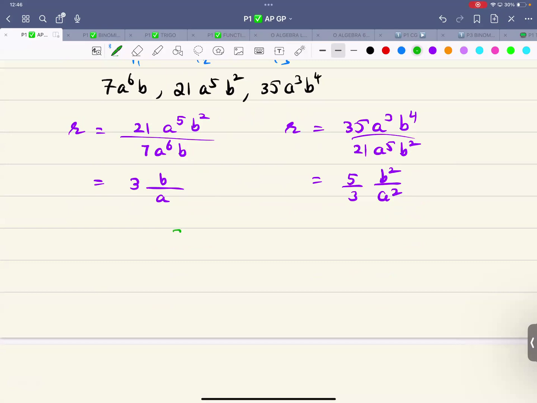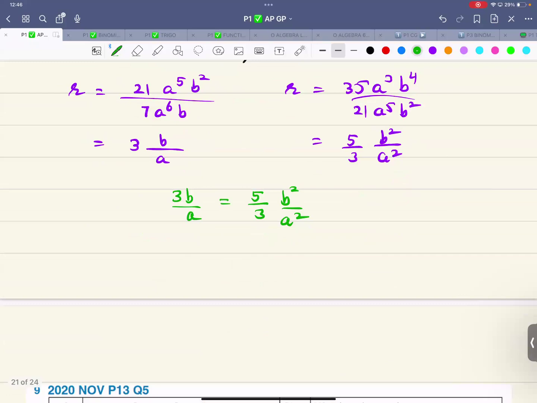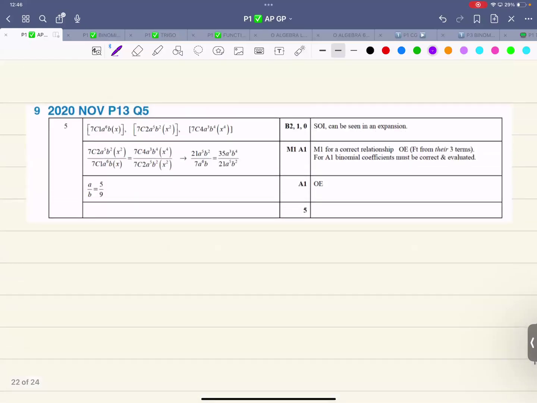Now they both are common ratio. So now equate 3B over A is equal to 5 over 3 B square over A square. I need what? I need A over B. So if I need A over B, let me write A square, and A is there. Let me write B over here. There is B square. This is 5 into 5 over 9. So therefore, A is left and B is left. So therefore, A over B is 5 over 9. If I'm not mistaken, yes, that's the answer.